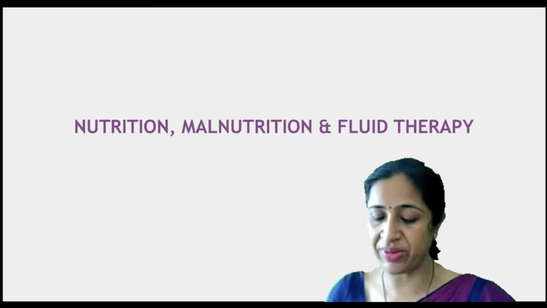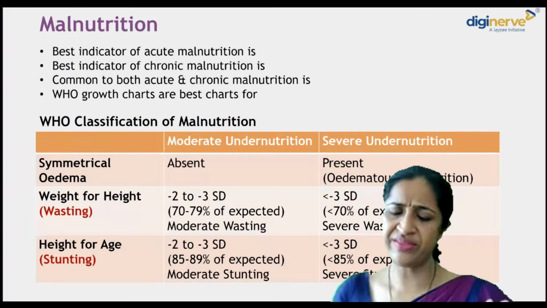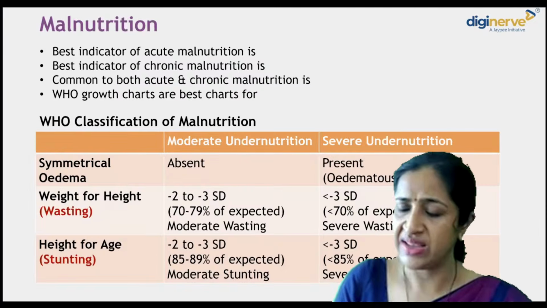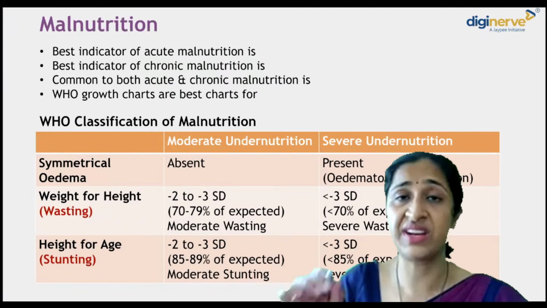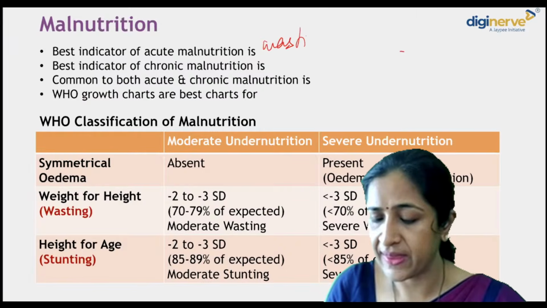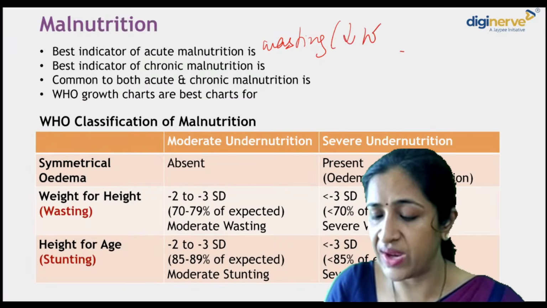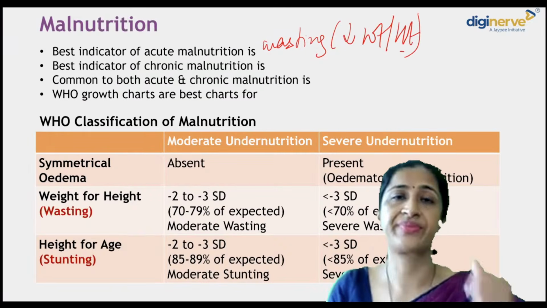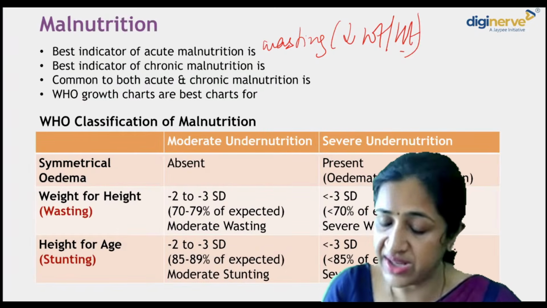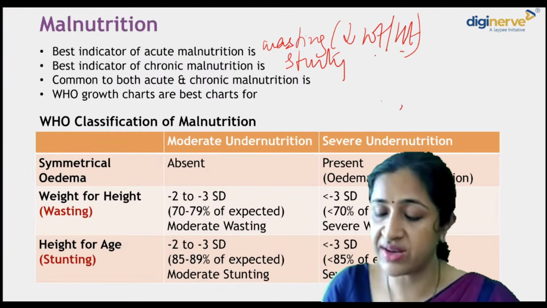Next high yield topic, nutrition, malnutrition and fluid therapy. Quick revision. Malnutrition. What is the best indicator of malnutrition? The best indicator of acute malnutrition is wasting. What is the best indicator to attend wasting? Decreased weight for height. Okay. Now, best indicator of chronic malnutrition. What is the best indicator? Stunting. How do you test stunting? How do you check it?